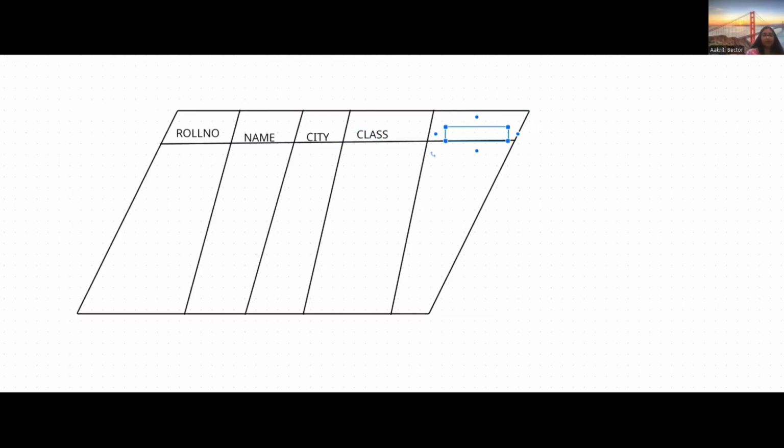So in this, what is going to happen? These are individual data. This whole line is going to be individual data, which means it's going to be a row. And this one is going to be a column. One column is for roll number, one column is for name.